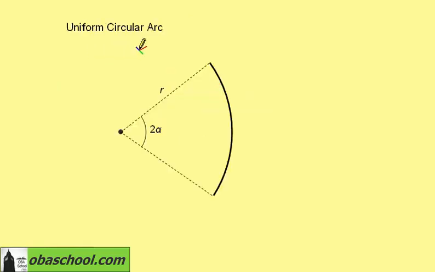The uniform circular arc is the first of two more complex results that we need to discuss. Note the angle at the center of this arc is 2 alpha. Imagine that this is a piece of wire bent to form a circular arc. Clearly, by symmetry, the center of mass must lie on this line that bisects the angle. The center of mass will be somewhere along this line.